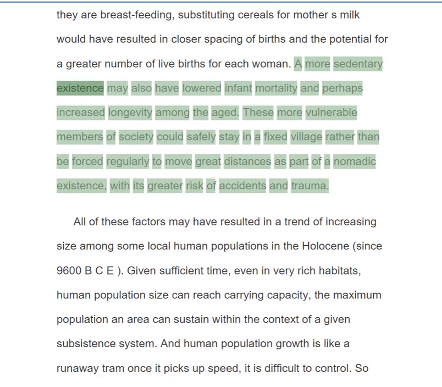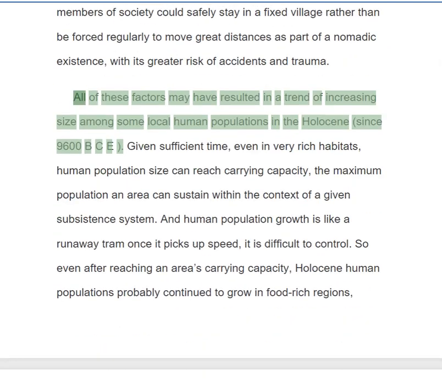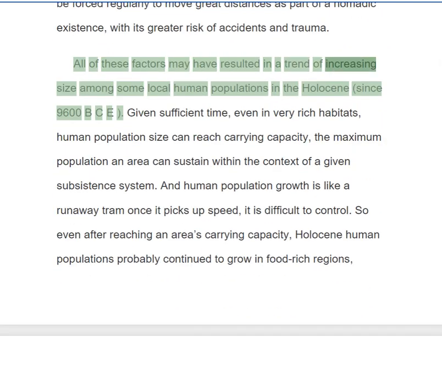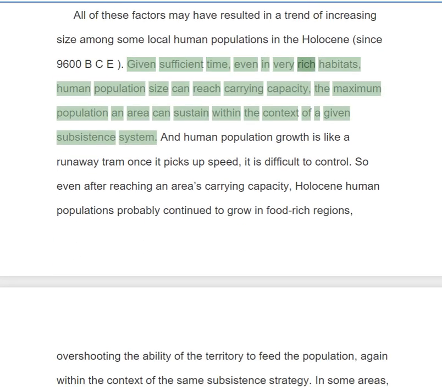A more sedentary existence may also have lowered infant mortality and perhaps increased longevity among the aged. These more vulnerable members of society could safely stay in a fixed village rather than be forced regularly to move great distances as part of a nomadic existence, with its greater risk of accidents and trauma. All of these factors may have resulted in a trend of increasing size among some local human populations in the Holocene.